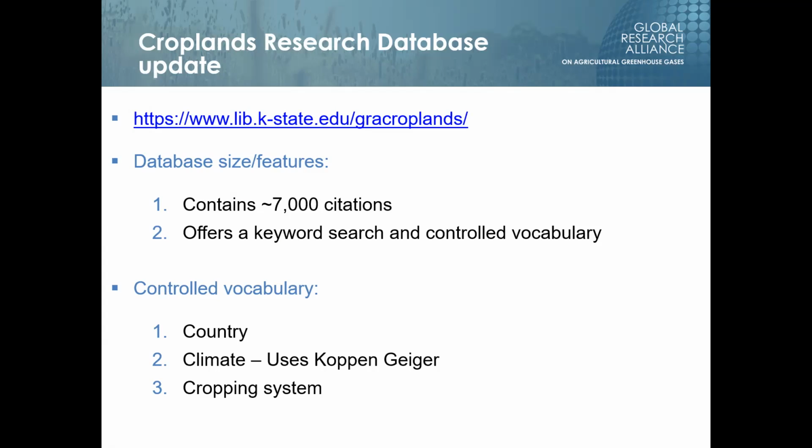3 types of terms are included in this controlled vocabulary: country, climate, and cropping system. The controlled vocabulary for climate utilizes the Köppen-Geiger system of climate classification. Each article is evaluated to determine where the research took place in order to determine the climate classification, which is a time-consuming process. While I say cropping system, the controlled vocabulary for cropping system can be either a crop like maize or soybeans, or a system like continuous cropping or perennial agriculture. Each article is also evaluated to determine which cropping system terms to apply for the controlled vocabulary.